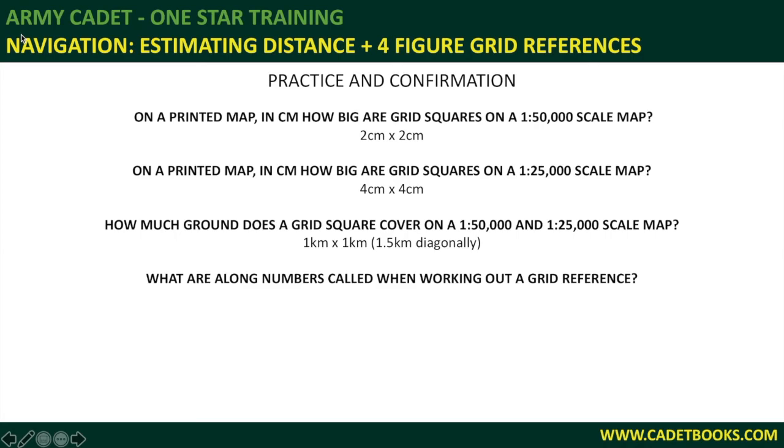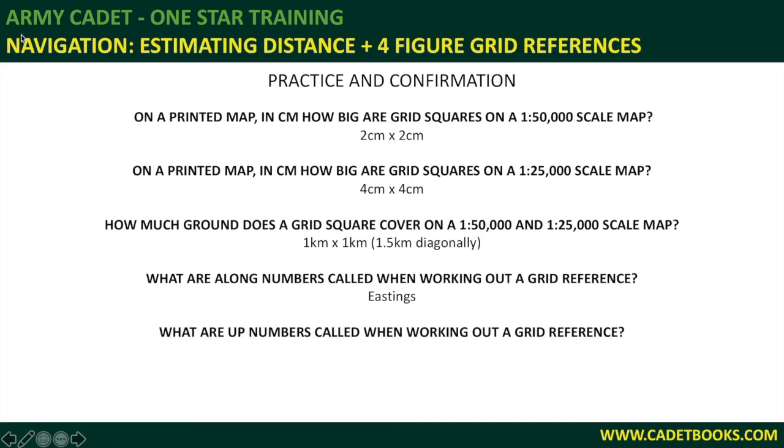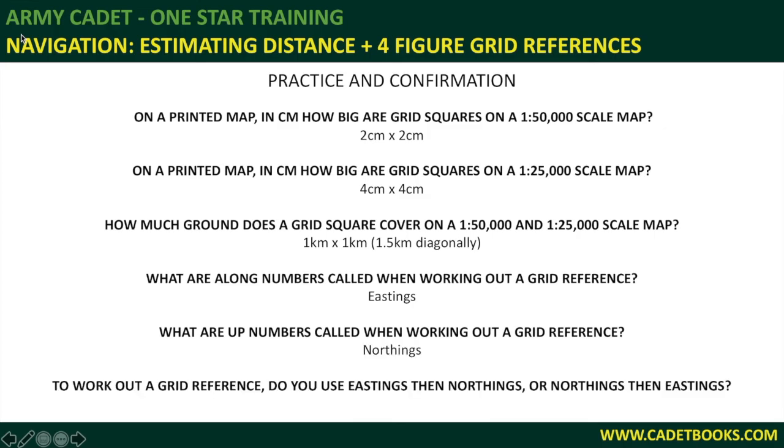What are along numbers called when working out a grid reference? Eastings. What are up numbers called when working out a grid reference? Northings. To work out a grid reference, do you use eastings then northings or northings then eastings? Eastings then northings. The way to remember this is to say along the corridor then up the stairs.